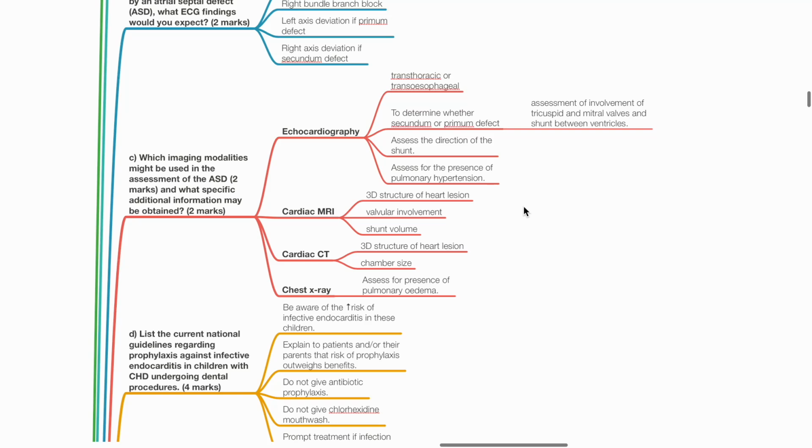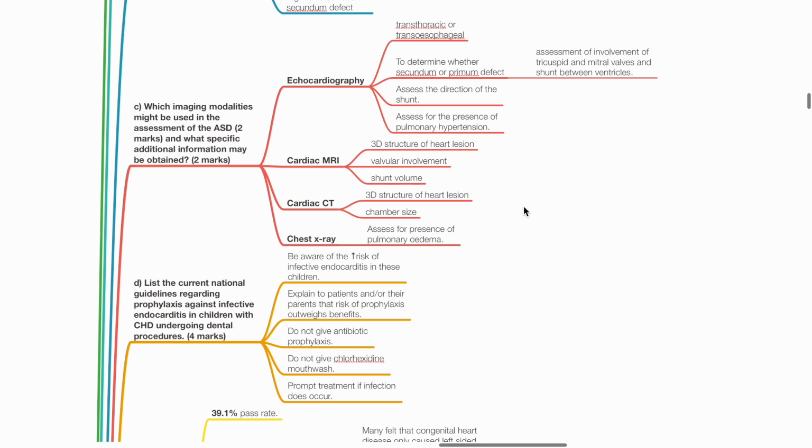Cardiac MRI, for 3D structure of heart lesion, valvular involvement and shunt volume. Cardiac CT, for 3D structure of heart lesion and chamber size. Chest X-ray for assessment of pulmonary edema.